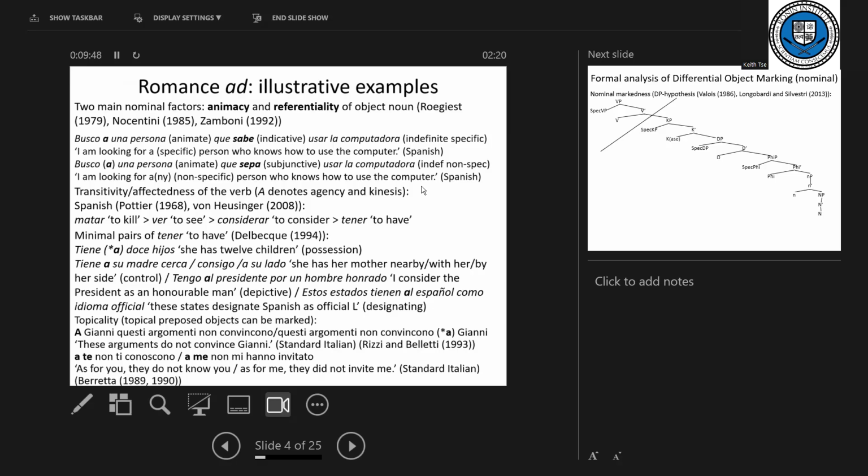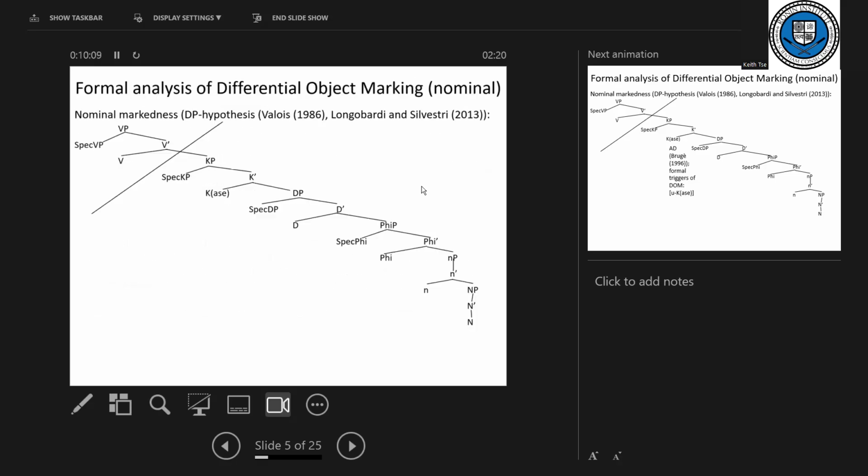Same with personal pronouns. People have shown that a te non ti conoscono, a me non mi hanno invitato. Okay, so we usually don't use a, but if we topicalize it and use a resumptive pronoun, we can use a here. Right, so if we formalize it in terms of trees, all right.